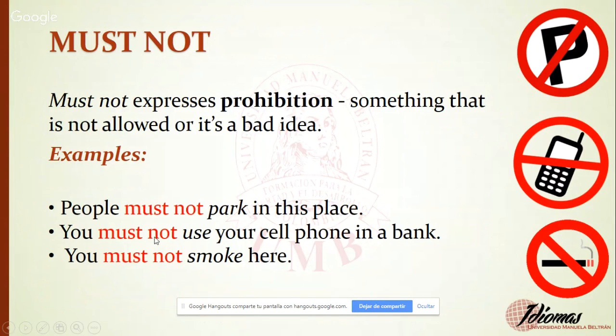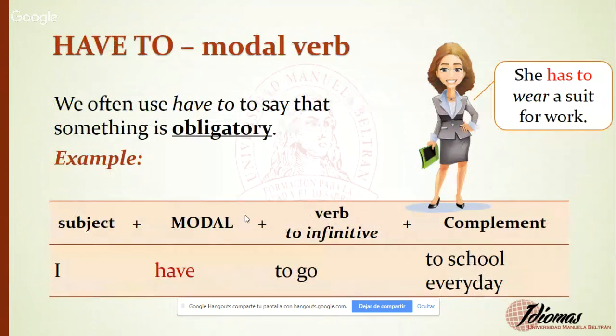So as you can see, it is the same rule that is applied in negative sentences as in positive sentences. Must plus not, and then the next verb goes in the basic form. Again, you cannot use to and you cannot use ing after the verb. Okay? The other modal verb that can be used in similar context is have to.